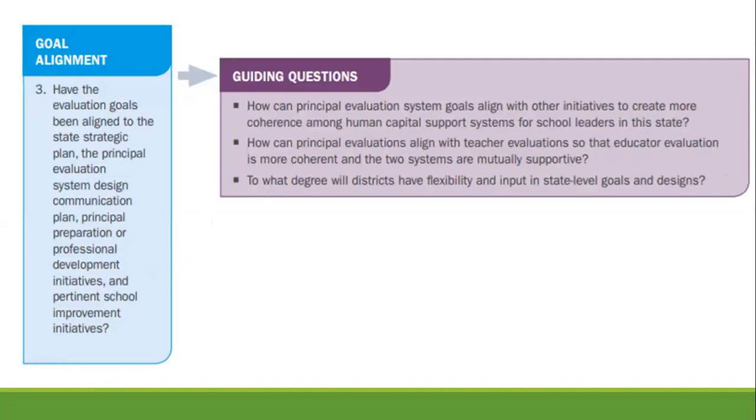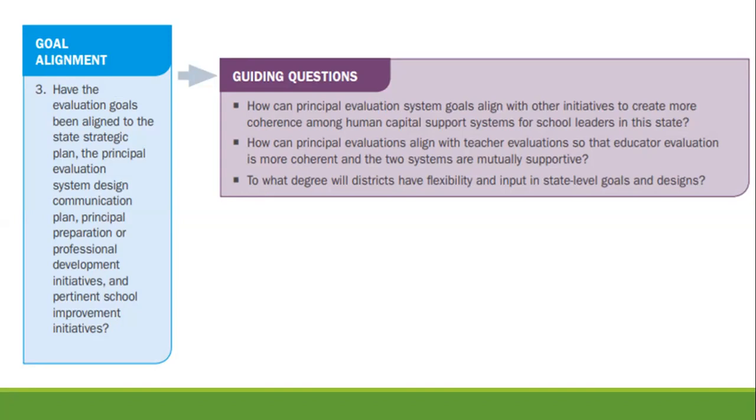And if somebody needs to know about the goals alignment, like have the evaluation goals been aligned to the state strategic plan, the principal evaluation system design communication plan, principal preparation or professional development initiatives, and pertinent school improvement initiatives. These are the components of goal alignment.